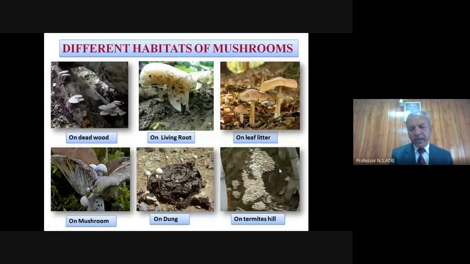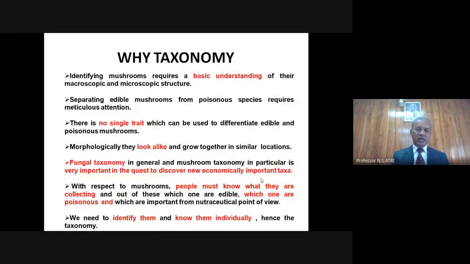And here you can find termitaria, Termitomyces microcarpus on termitaria. It appears as if these are blooming. So varied habitats you find.